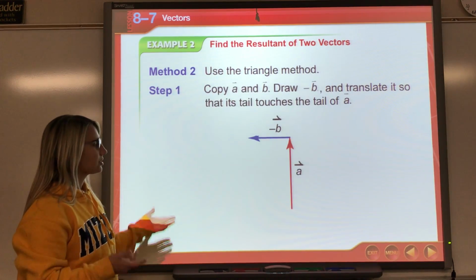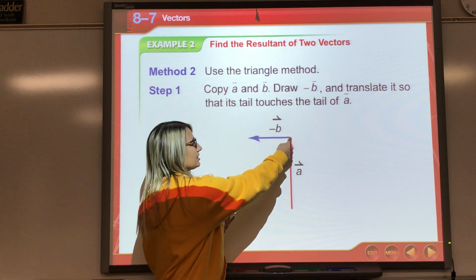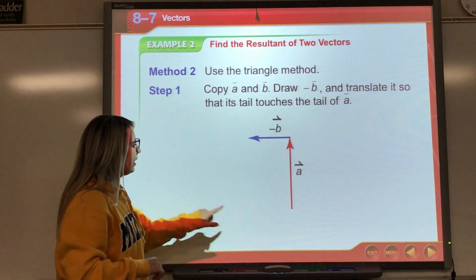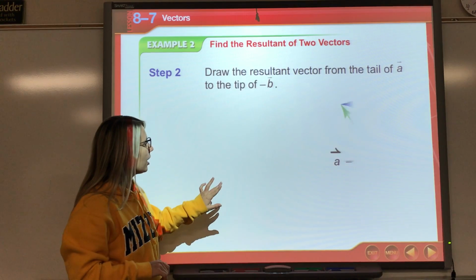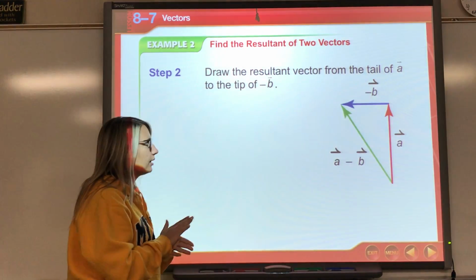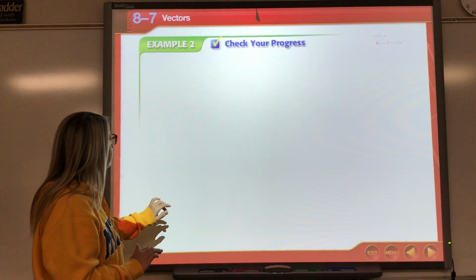The other method is the triangle method. So first we draw vector A, and then connecting vector A, we draw the opposite of B, and then construct that other leg. And it's the same thing as if we use the parallelogram method.